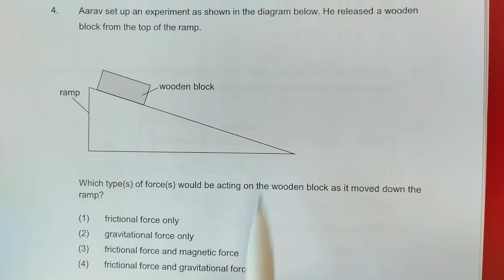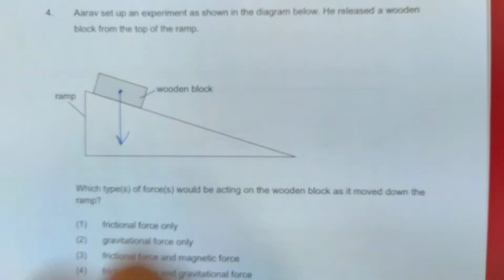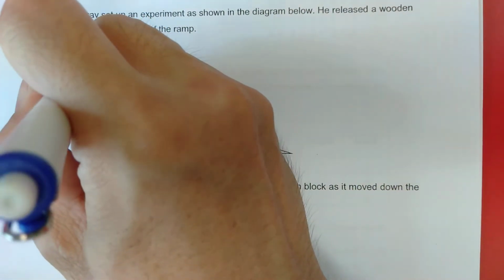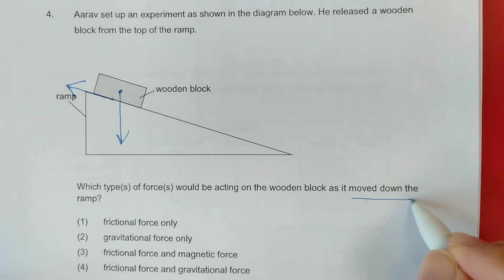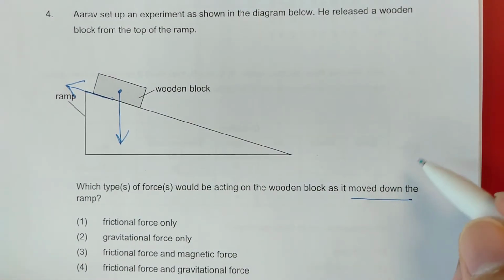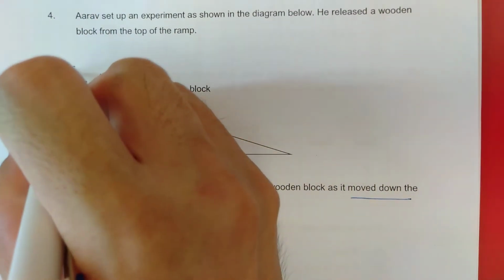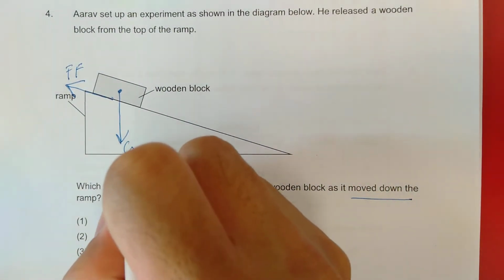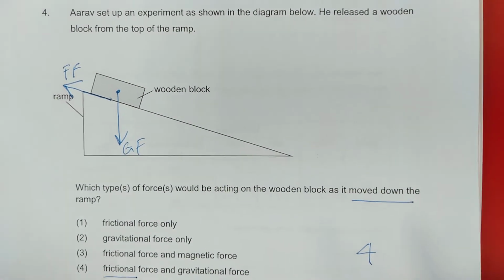So it slides down. What forces act on this? Definitely there is a gravitational force that pulls down on the object, and there is also a frictional force that goes against the direction of motion. Because it is moving down, meaning it has a downward motion, and the frictional force acts in the opposite direction to the direction of motion. So there are two forces acting on this, frictional force and gravitational force. The answer is 4 for this.